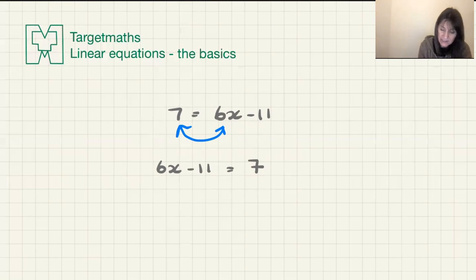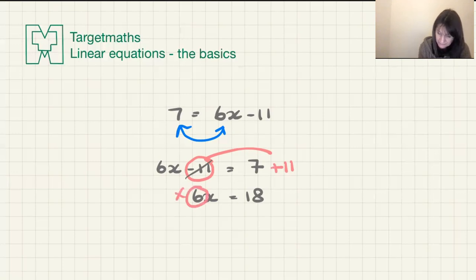And I might as well finish this as I've started it. So the last thing I say is minus 11. So I'm going to add 11. So that's gone. 6x is left. 7 plus 11 is 18. And I am then going to pick up my 6, which is a times on that side, and I'm going to drop it on the other side. And that's going to give me x equaling 3.